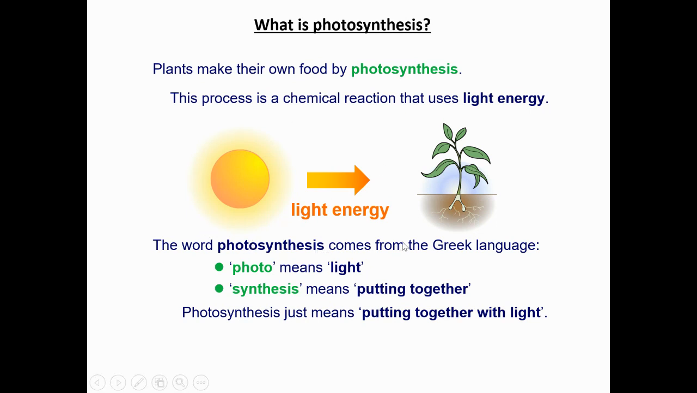The word photosynthesis comes from the Greek language, photo meaning light and synthesis meaning put together. So photo, you will have heard that before, maybe in the word photograph. Photography, cameras require light to work, so that's why it's called a photograph. Synthesis means putting together. You might have heard of things like synthetic materials. So synthetic means made, usually man-made. So photosynthesis means putting together with light, and that's exactly what plants are doing.